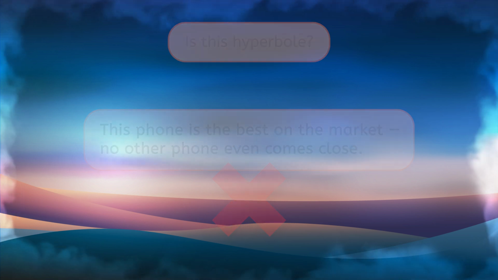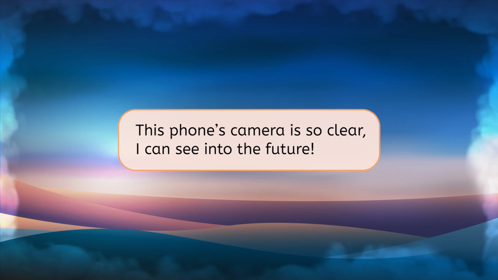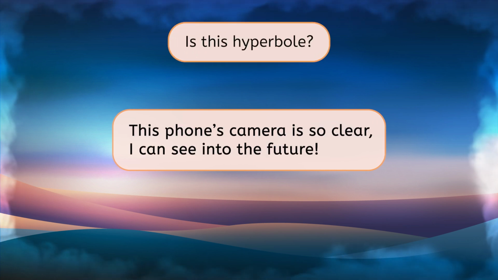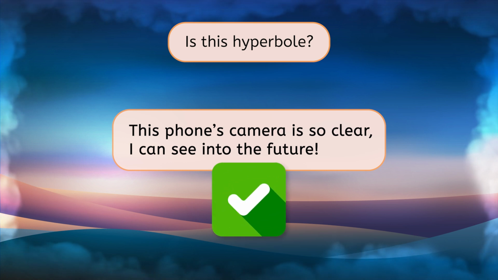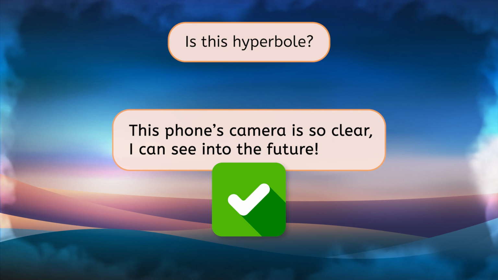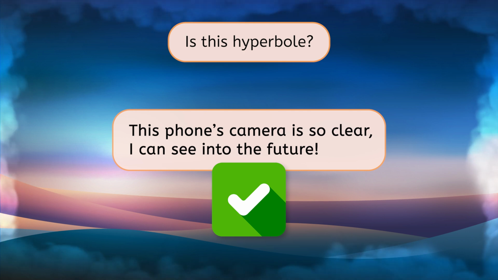Here's the next one. This phone's camera is so clear, I can see into the future. Is this hyperbole? Yep, this is hyperbole, because no matter how good the camera is, it definitely can't show the future. It's obviously exaggerating, and it makes the description more dramatic or memorable.